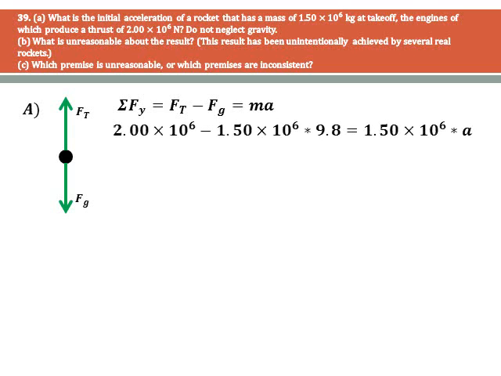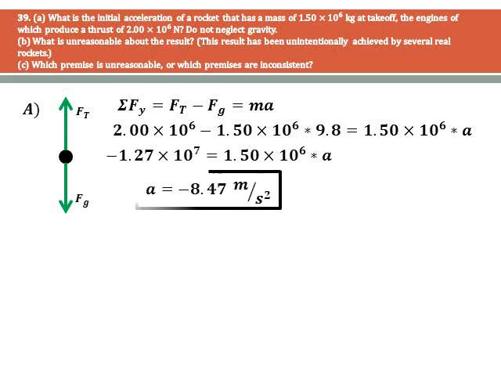So the thrust is 2.00 times 10 to the 6, given in the problem, minus mass times gravity. The mass is 1.50 times 10 to the 6 times 9.8, and then that's going to be equal to the mass of our system, which is the mass of the rocket, 1.50 times 10 to the 6 times acceleration. So we punch this in and divide both sides, and we get our acceleration is negative 8.47 meters per second squared. Now part B asks, what is unreasonable about this result?